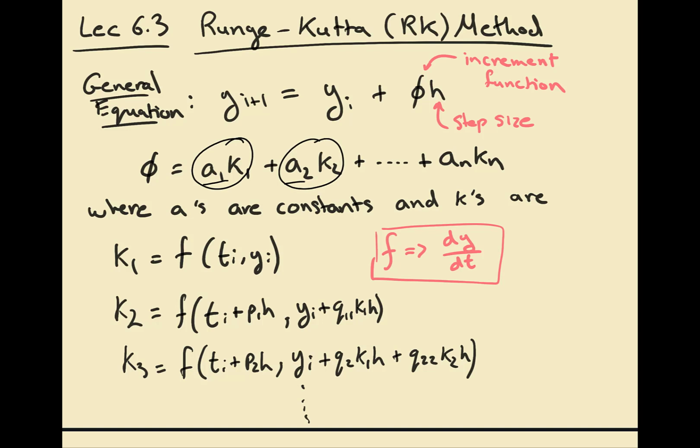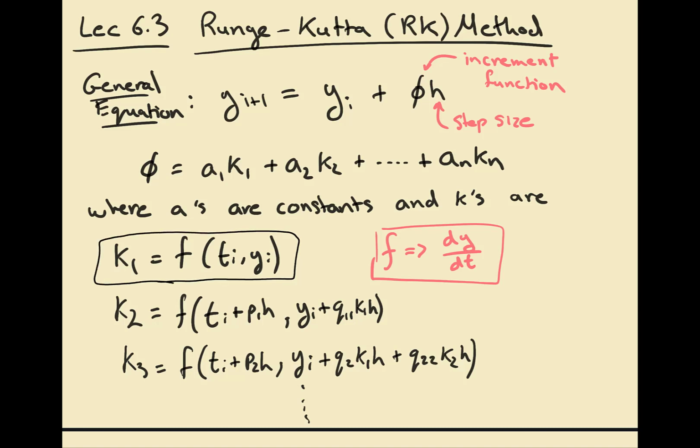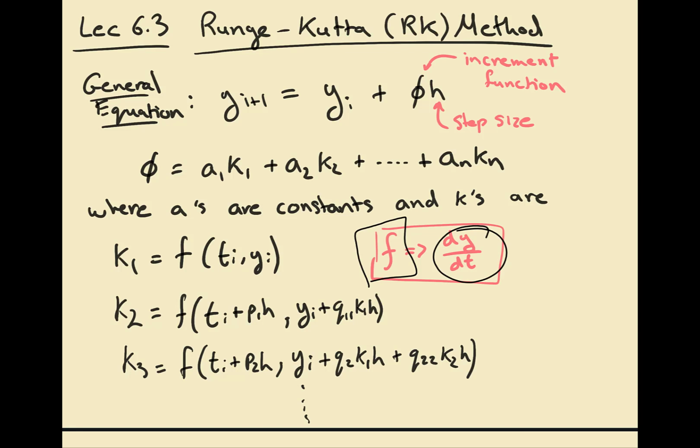For second order, we're only using two of these. For fourth order, we're going to add another two. So a1, a2 for a specific method, and so on, a3 and a4, are typically just constants, while k1 and k2 and so on are a function of the ODE, or the derivative that we're trying to solve. So k1 is simply the slope at the initial condition. Now, instead of writing dy by dt, which is what we've been writing before, I'm just going to use the letter f to represent dy by dt. So f of ti, yi is the same as dy by dt at ti, yi.